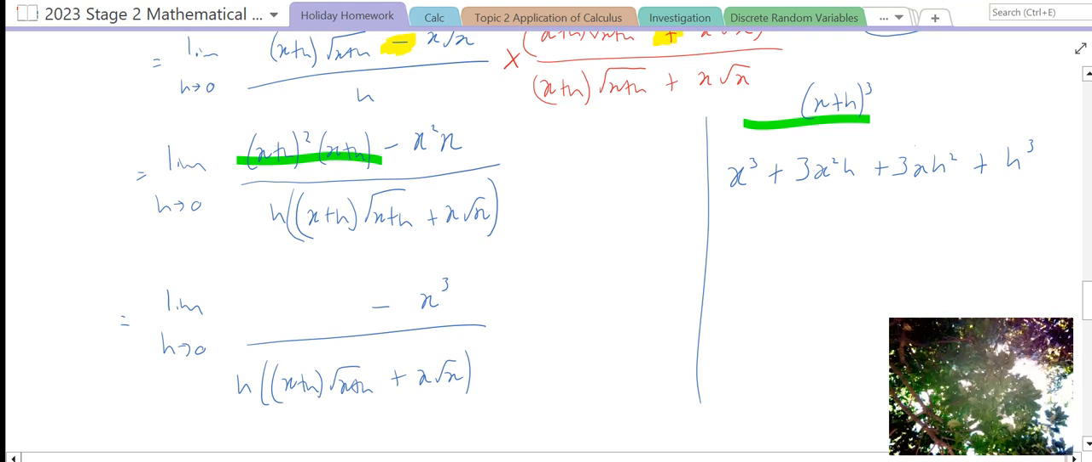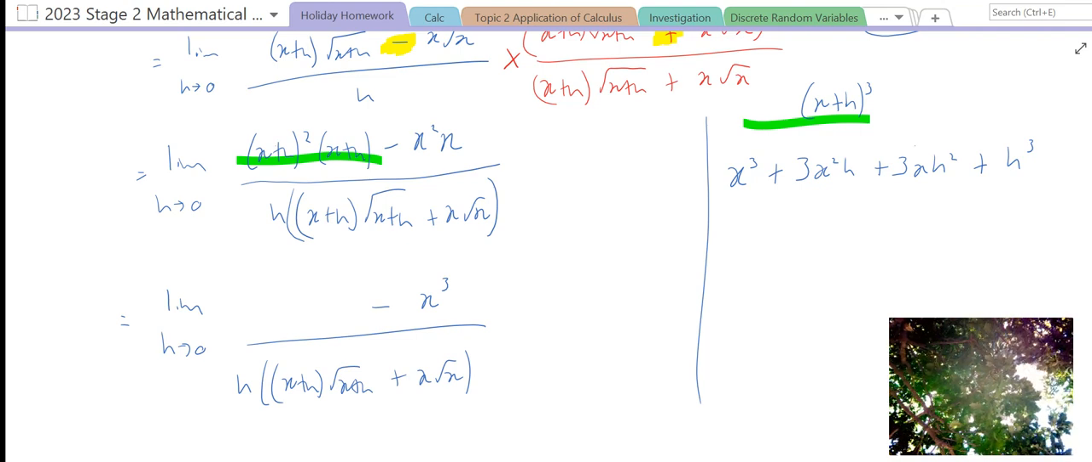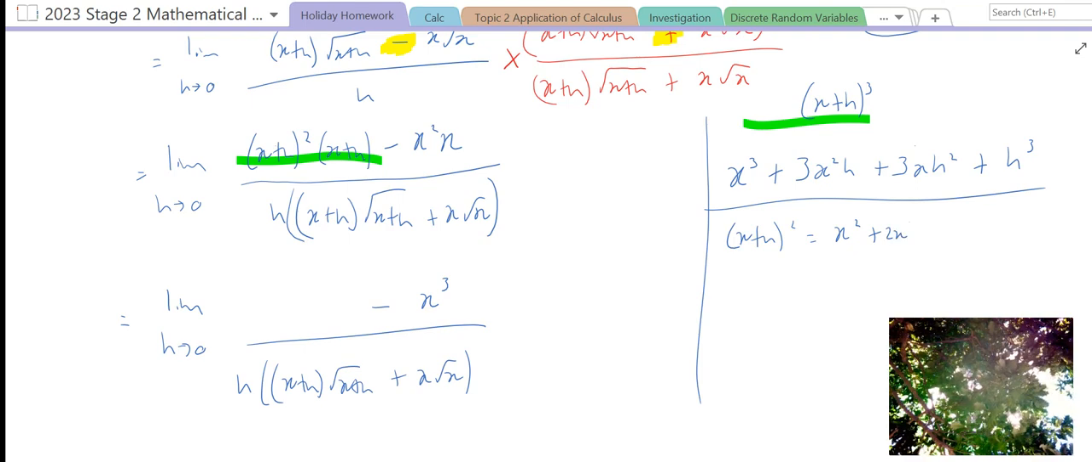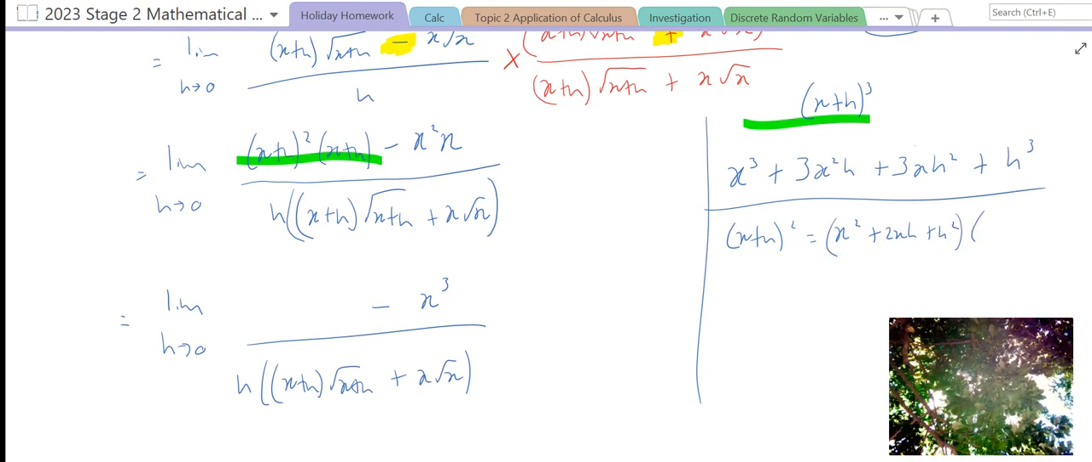If that doesn't seem very much fun, the other way to do it is to do FOIL and then FOIL again. So foiling this first one, x plus h squared is going to be x squared plus 2xh plus h squared. And then all of that gets multiplied by another x plus h.